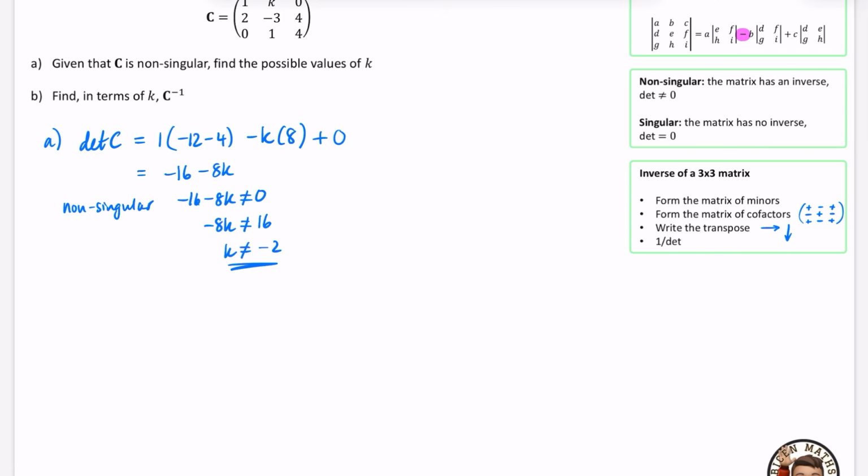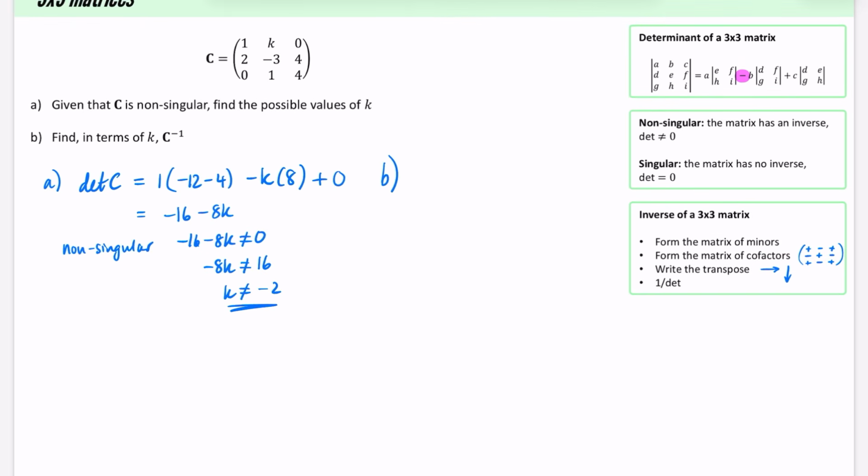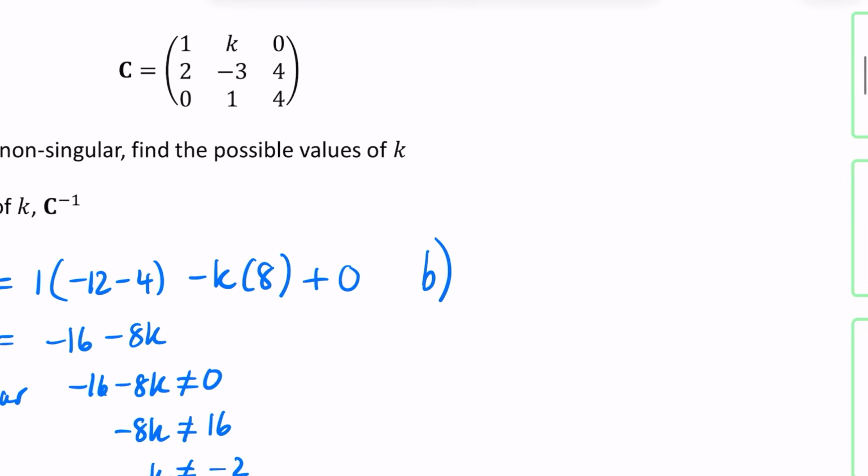Okay, part B of the question is the very long process of finding the inverse. So we will begin by doing the first bullet point, which is to form the matrix of minors. When you form a matrix of minors, it's really similar to the determinant process. You concentrate on the one that we're going to do it for, you get rid of these, and you find the determinant of this section. So the matrix of minors will look like this.